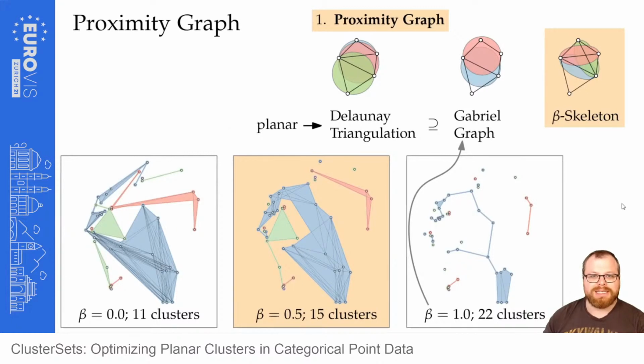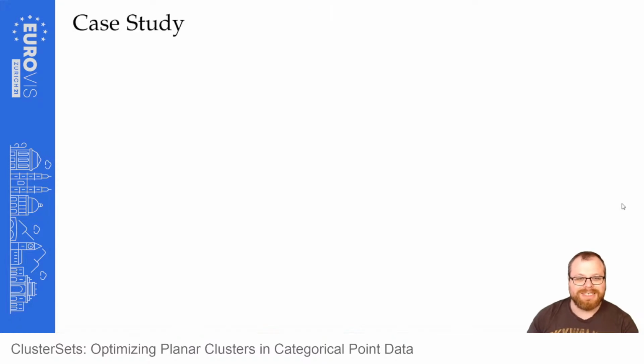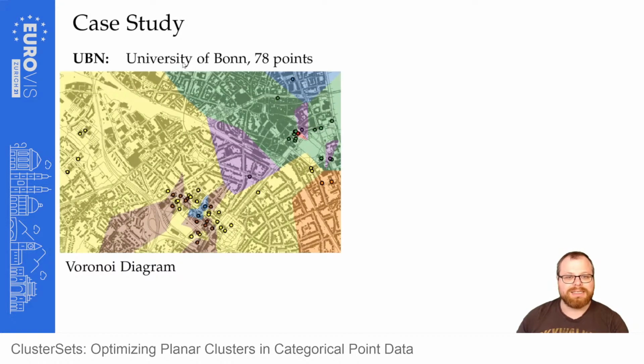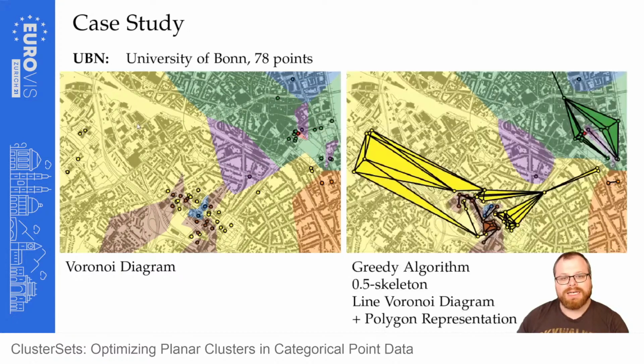We conducted a case study for our algorithm on 3 datasets, all of which you have already seen in this talk. The first set contains 78 points that represent the facilities of University of Bonn, where the categories are the departments. This is the data you saw on the title slide. And the left example was a simple Voronoi diagram that we used for those colored points, while the right example used our greedy algorithm on a 0.5 skeleton and shows both the line Voronoi diagram and the polygon representation.